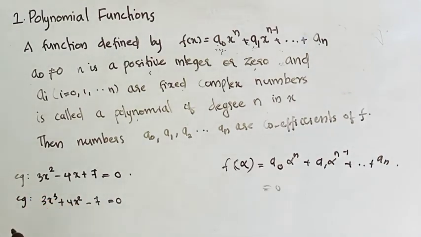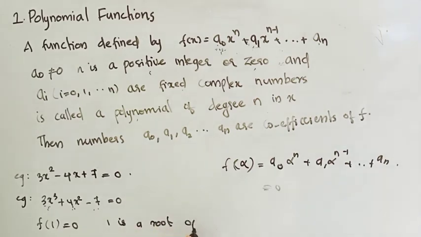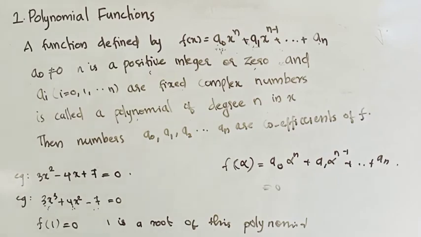Similarly, here one of the roots is 1 for this equation, 3x cubed plus 4x squared minus 7. That is 3 into 1 is 3, plus 4 into 1 is 4, 3 plus 4 is 7, 7 minus 7 equal to 0. That is f of 1 equal to 0, which means 1 is a root of this polynomial. Now you will get a clear idea about polynomial functions and the root of this polynomial.